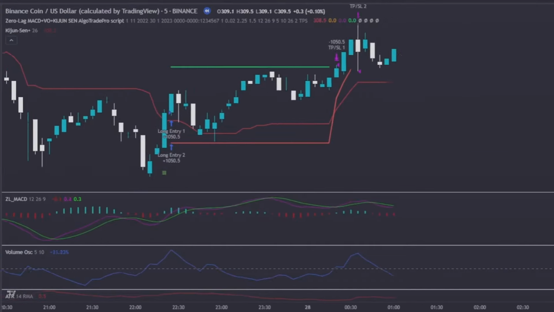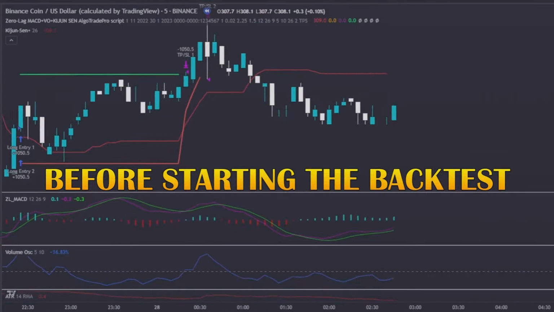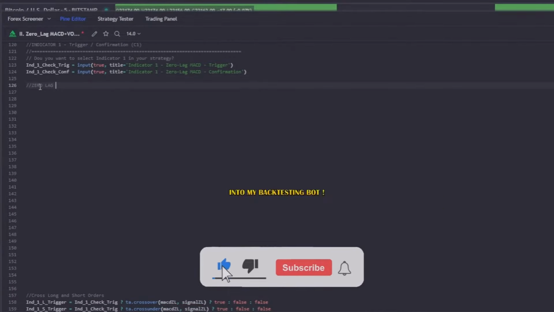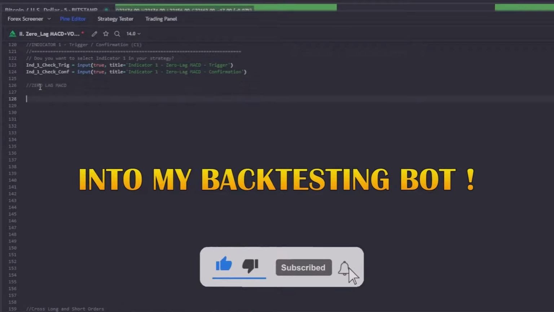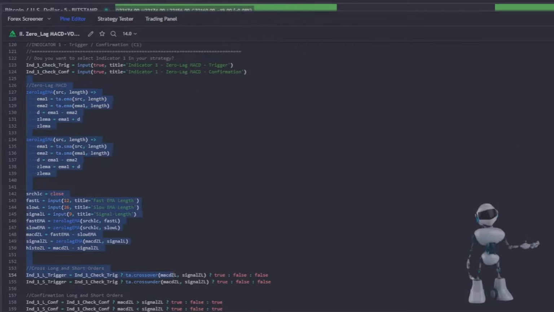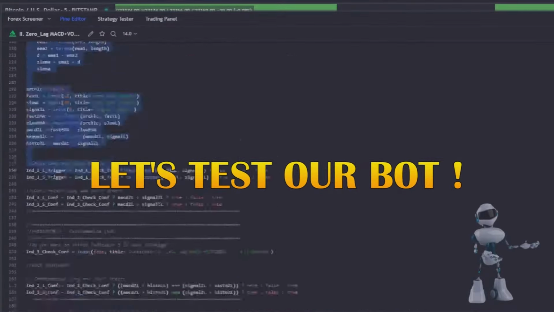So now I only have one thing left to do before starting the backtest, which is to code all these indicators and rules into my backtesting bot. I will do it and I will be right back. It's done. Let's see if everything is okay in our code.